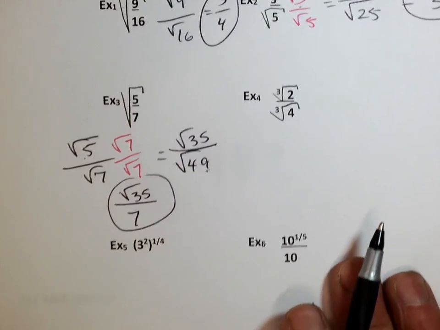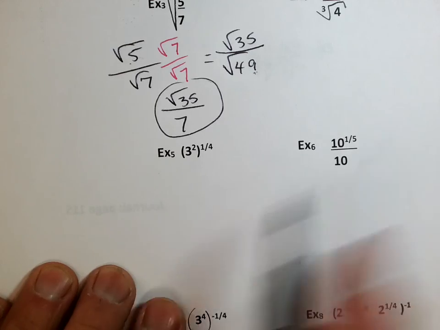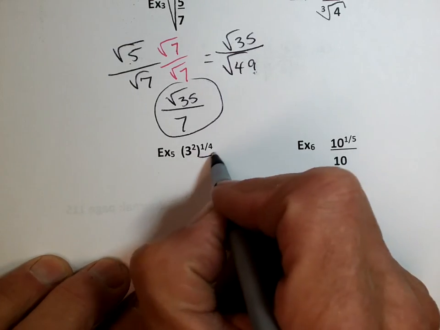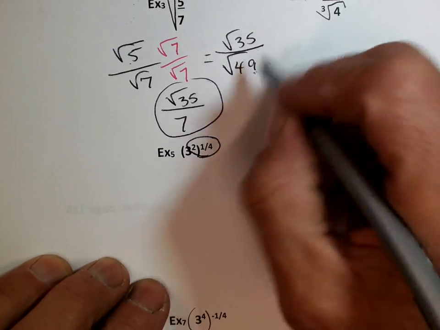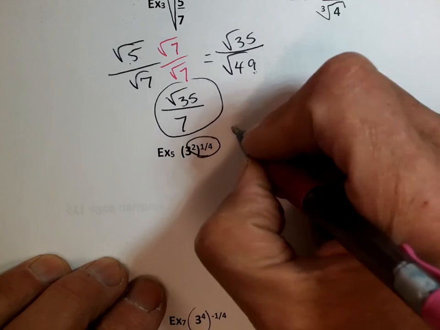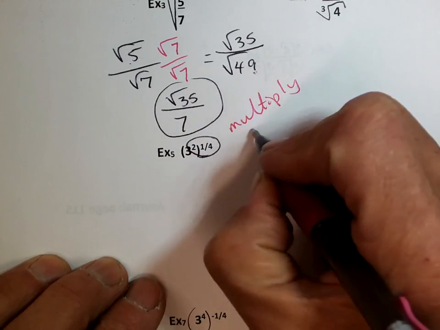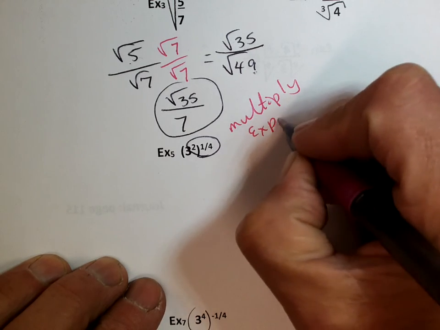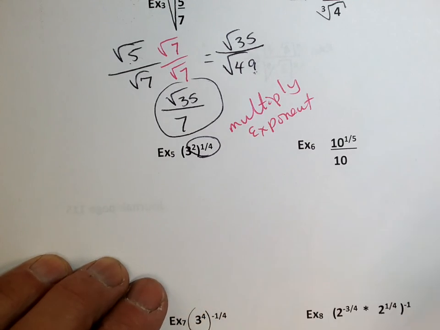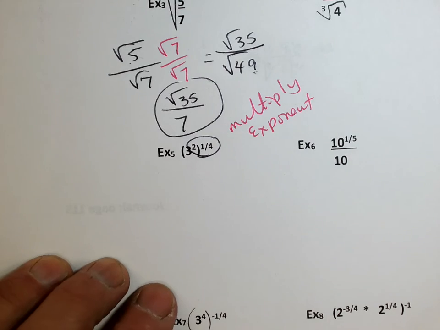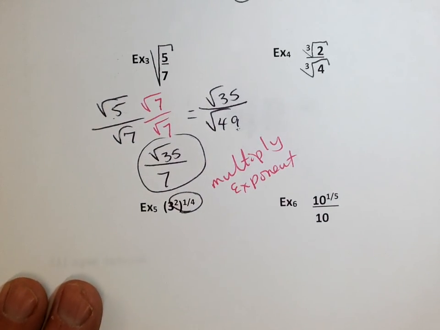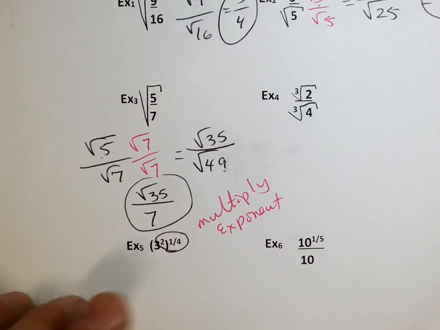Now, 5. Okay, there's two ways to do 5. We want to rewrite it. So first of all, I am going to multiply exponents. Oh, I missed number 4, didn't I? Yeah. Oh, I got ahead of myself. My bad. Okay, example 4.